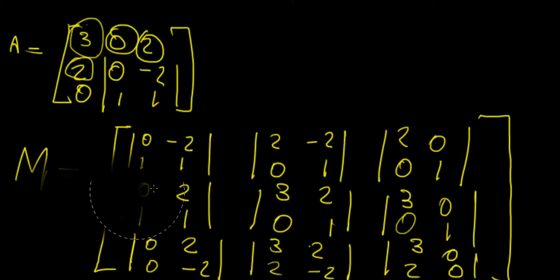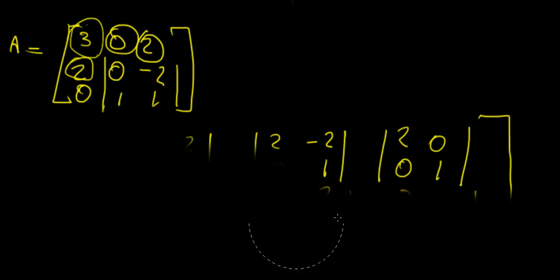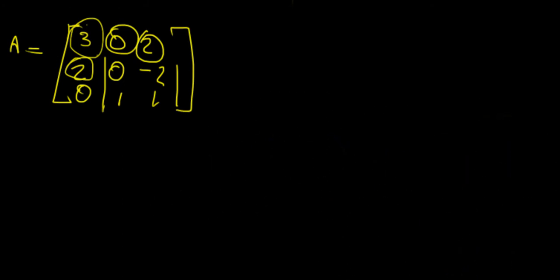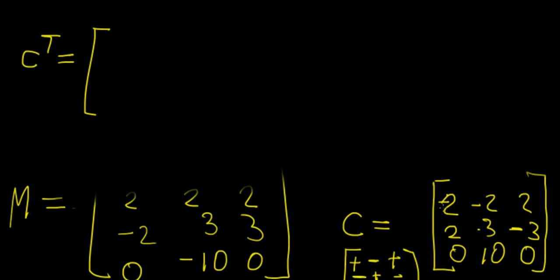So let's go back. I'm going to get rid of this whole thing. So the transpose of our cofactor matrix is going to be essentially, we're going to exchange each row for a column. So this row is going to become the first column. So that's going to be 2, minus 2, and then 2. And then the second row is going to become the second column, 2, 3, minus 3. And then the last one is going to be this.